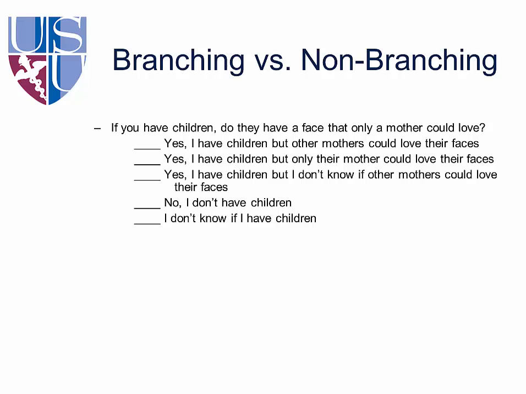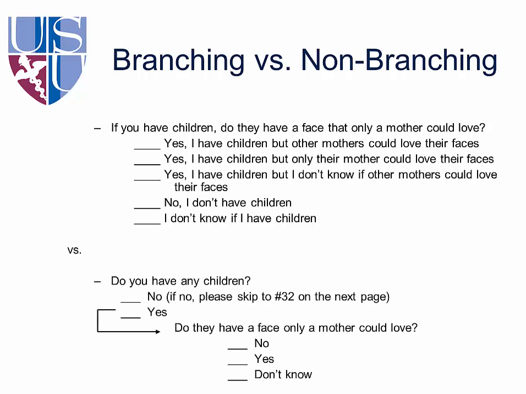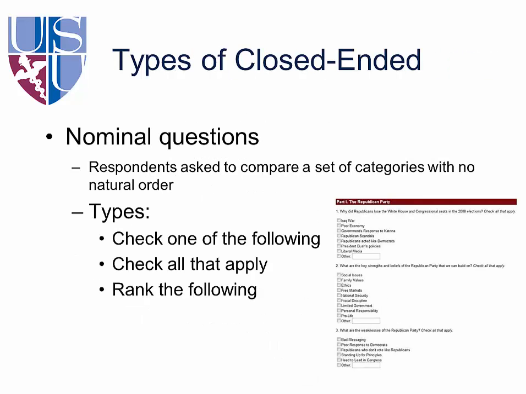A better way to go is to branch. So you have a question that says, first of all, do you have any children? If yes, then answer this question. If no, go to the next question. And because most surveys these days are electronic, it's really easy to create these items. So if they check no, they never even see the follow-up question.